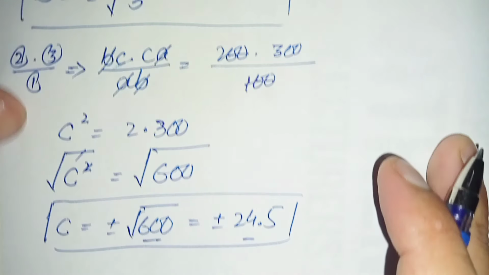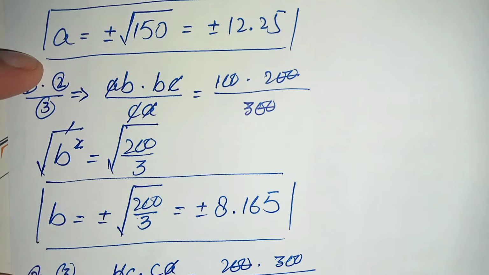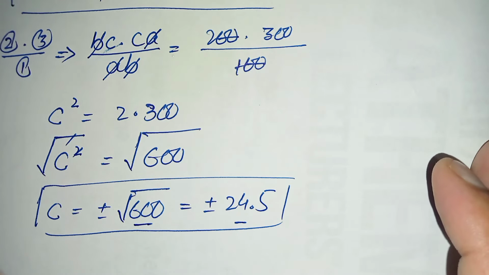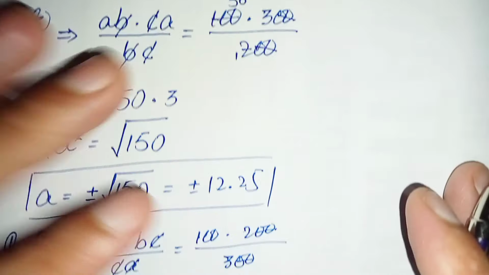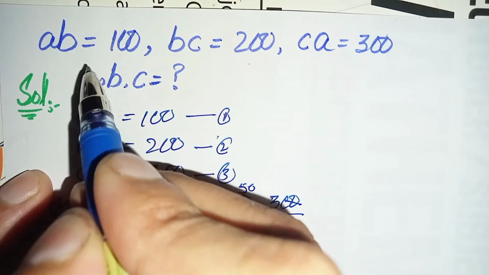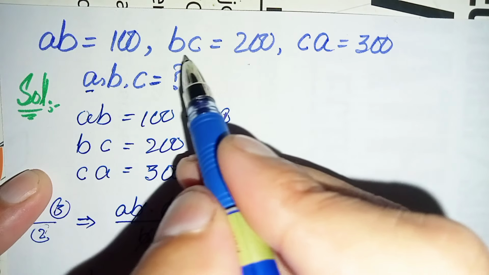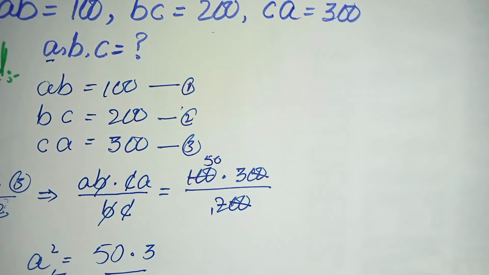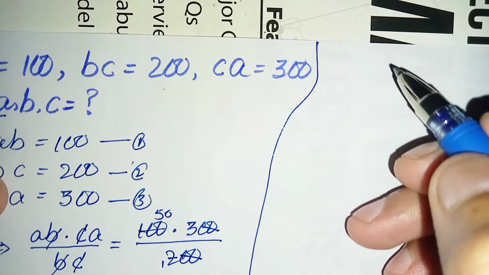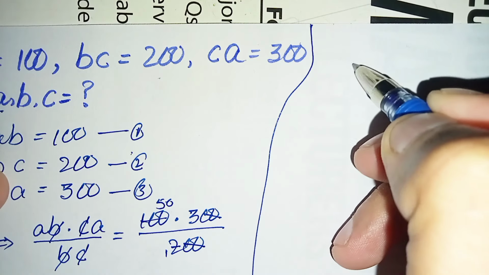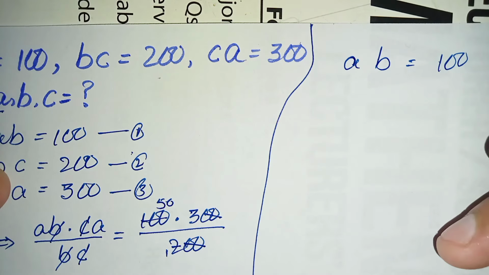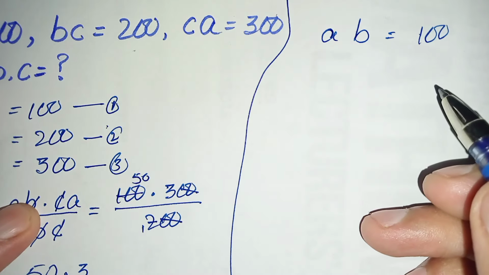Now we will try to verify whether the values of a, b and c in this problem are exact and correct or not. To verify the values of a and b, we will use equation number 1st, and to verify the value of c, we will use equation number 2nd. So first we will try to verify the values of a and b. For this, we will use equation number 1st, which is a times b is equal to 100. Here we will substitute the values of a and b.